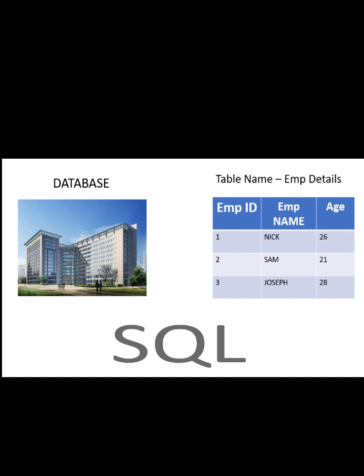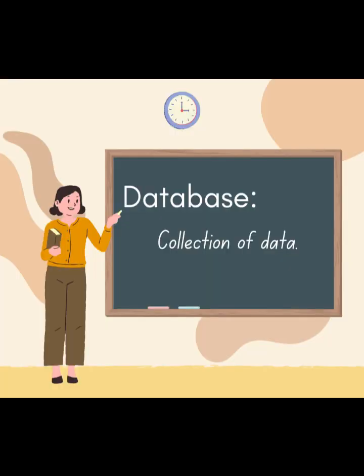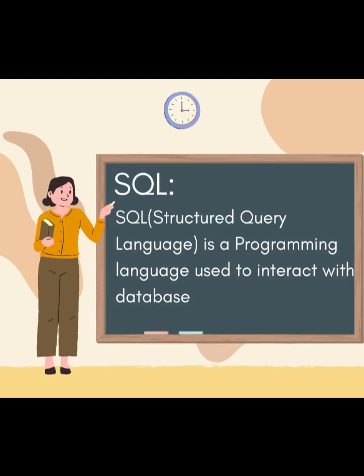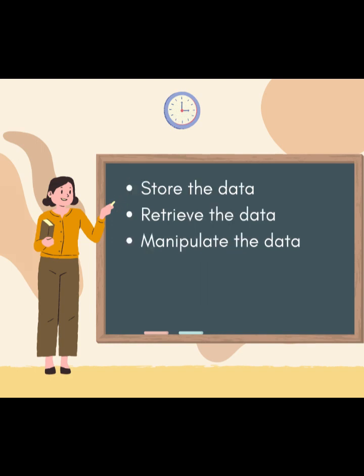Now let's see the technical definition of SQL and database. A database is simply called a collection of data, that is where we store all the data. And what is SQL? Structured query language is a programming language used to interact with the databases. By using SQL, we will store the data, we will retrieve the data and we can manipulate the data. Manipulating in the sense of changing the data. That means if we want to make any changes in the data, if we want to display the data and if we want to store the data, we will use SQL.